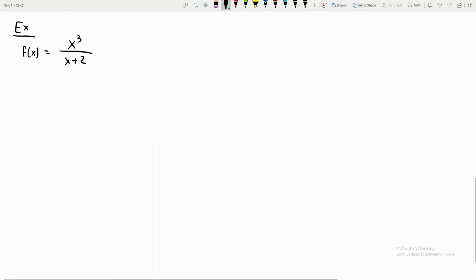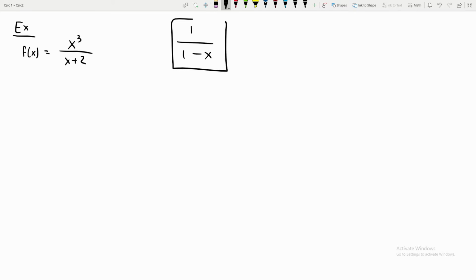So here is the new function that we're going to be dealing with, and let's say that we are asked to find a power series representation of this function. Again, we want to try to represent this function as close as we can to something like this. So let's go ahead and do that. First, what we want to do is we need a 1 in the numerator. So how can we do that? Well, if we factor out x cubed, we're going to be left with 1 over x plus 2. And now that's looking a little better.